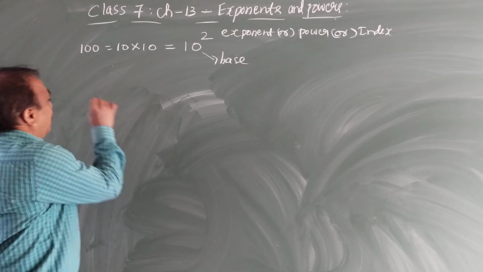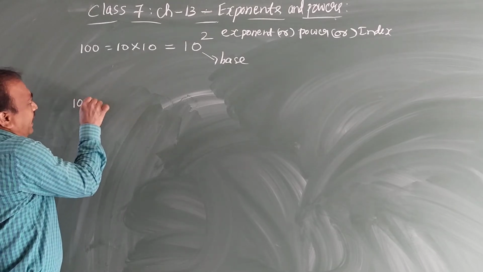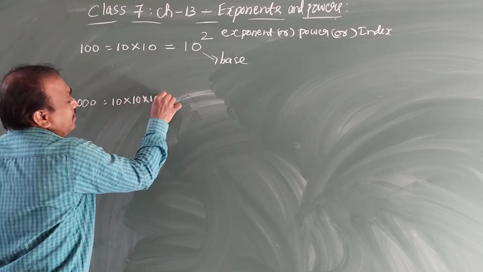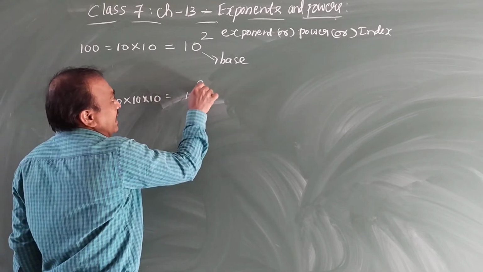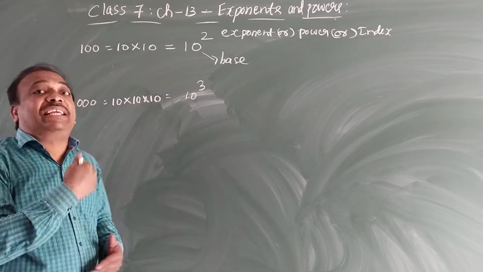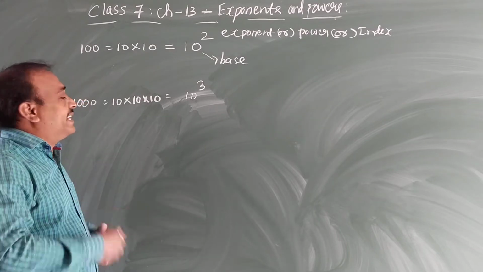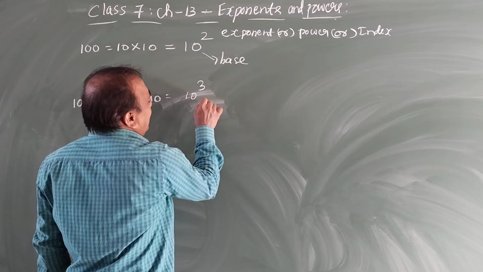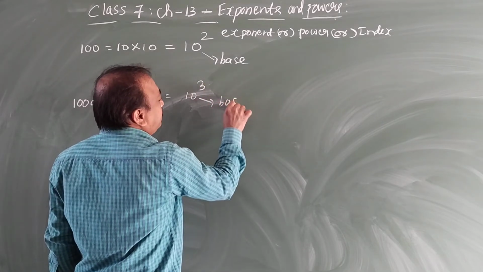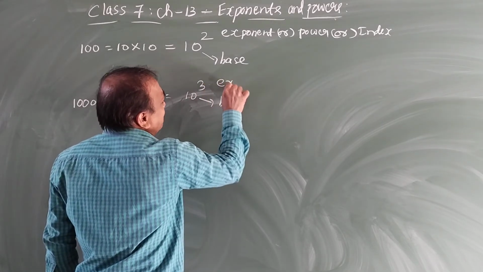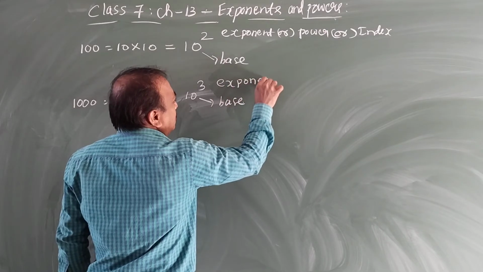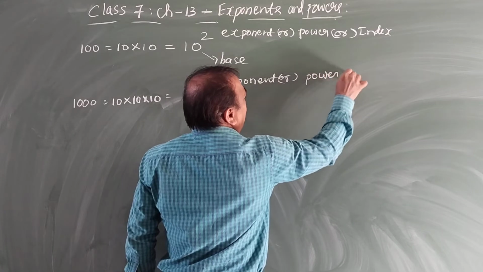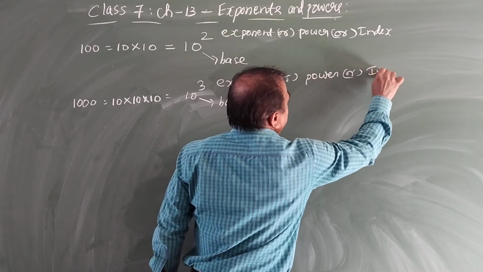You see here again, 1000 can be written as 10 into 10 into 10. So 10 to the power 3, because 10 is multiplied thrice, 3 times. Here this is the base, and this is the exponent, or power, or index.